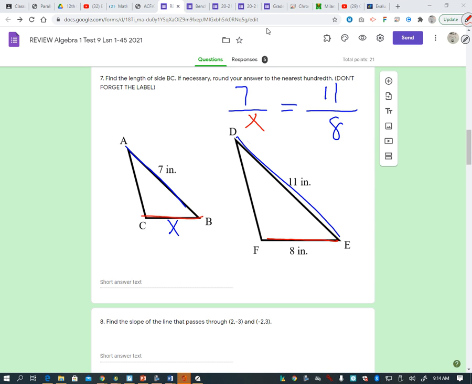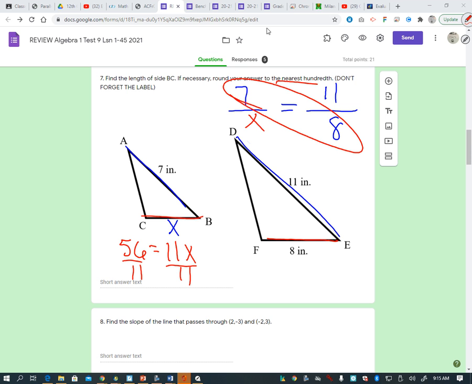What do I do after that? Try to see what gets you to 11. Okay, cross multiply, right? 7 times 8 is 56, and that's equal to what? 11x, and then do what to solve for x? Divide by 11.